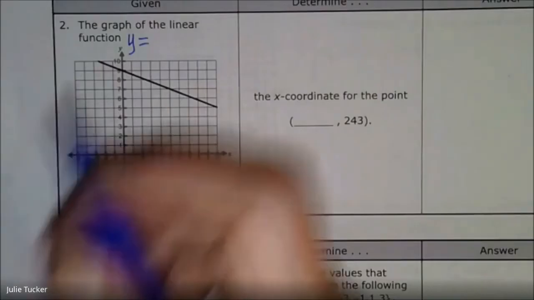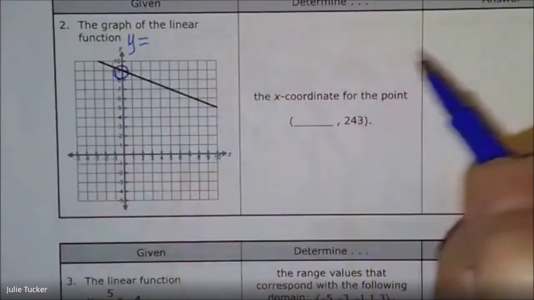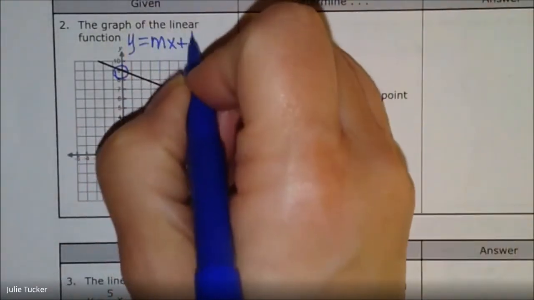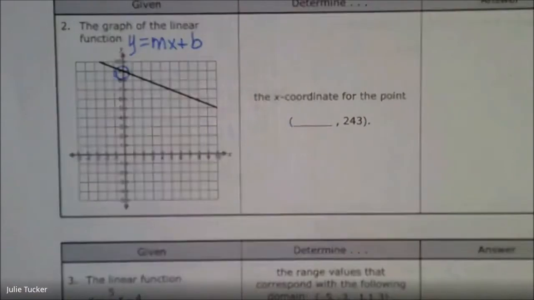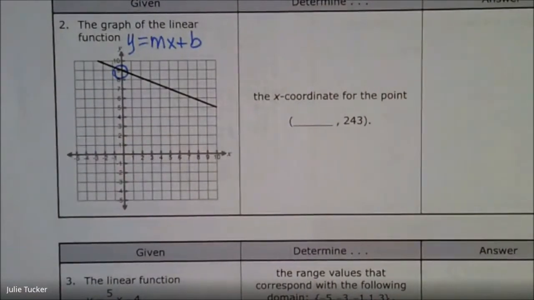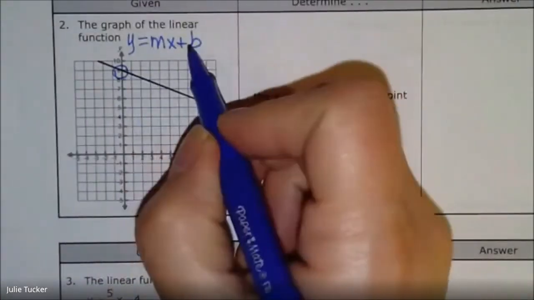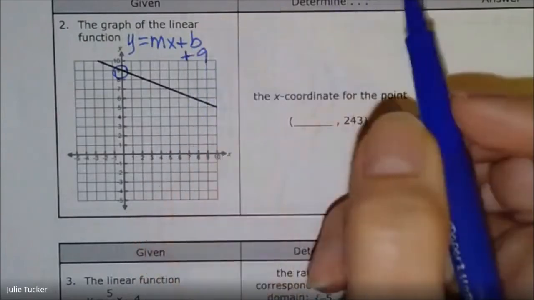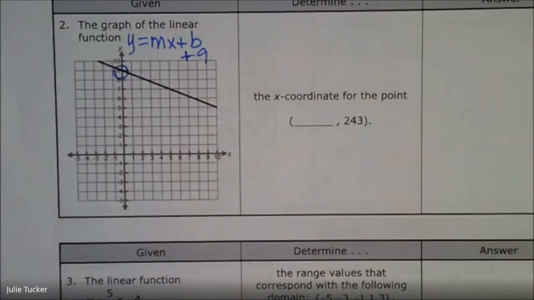9. Wait a second. 9 is the y-intercept, right? So when I write an mx plus b equation, which thing is going to be the y-intercept, the m or the b? B. Yep. So it's not 9x, it's plus 9 on the end here. We still have to figure out the slope.